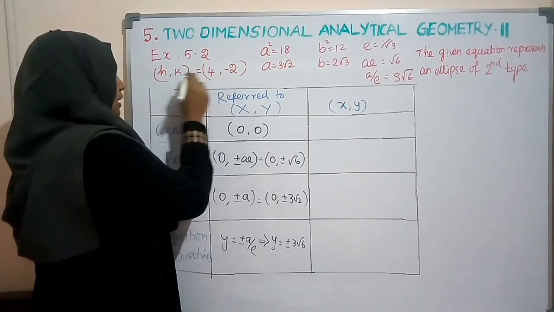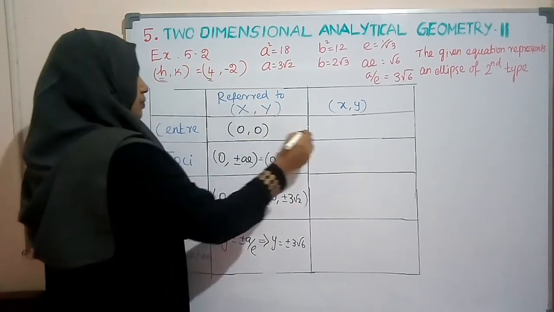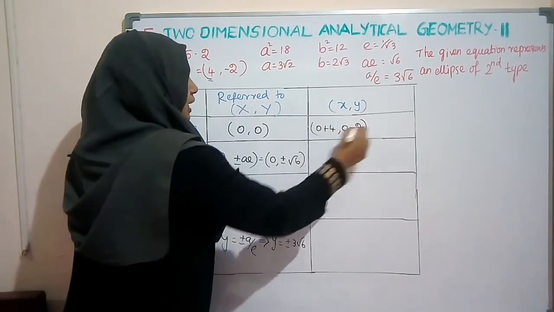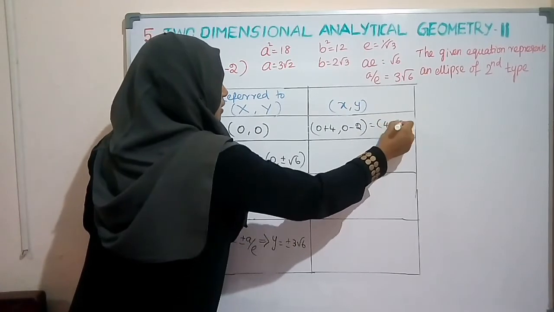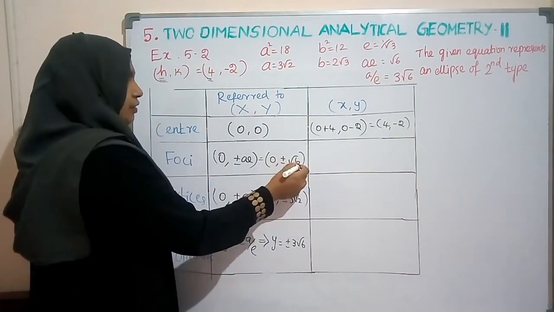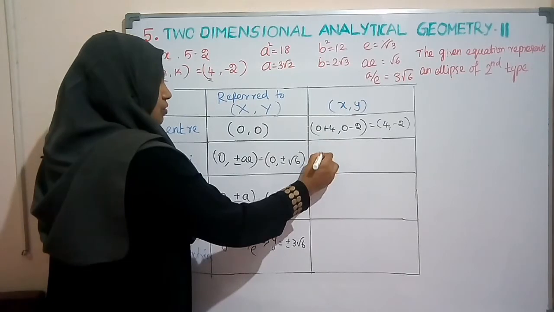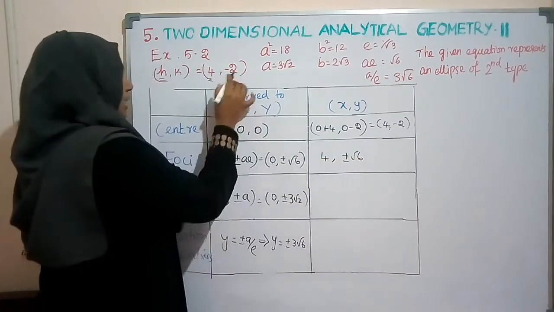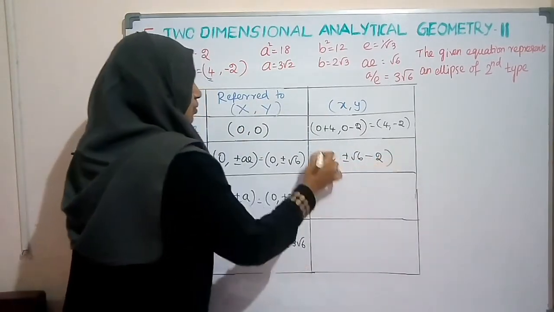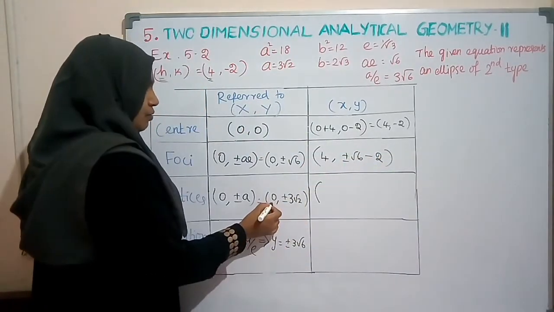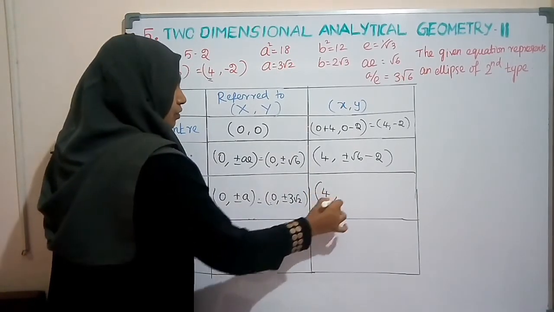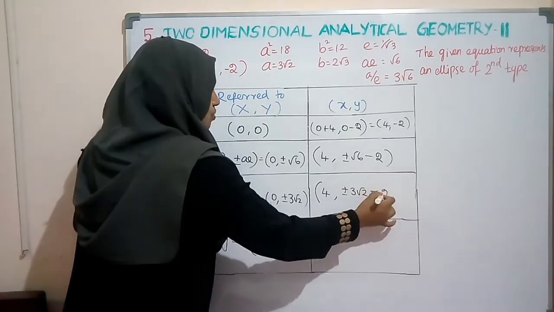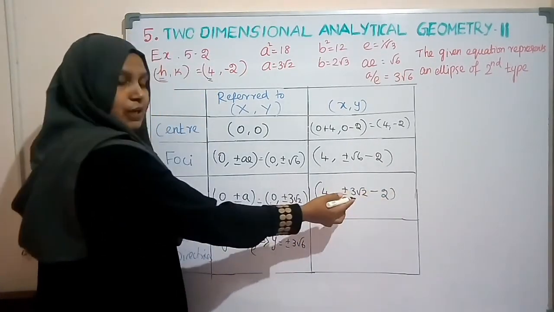So just add, the h value is 4. So I am writing 0 plus 4 and 0 minus 2. The answer is 4 comma minus 2 as the center. And here we have to add the same 4. So it is again plus 4 and plus or minus root 6 plus k, which is minus 2. Okay. And here also we are adding 4, the h value, with 0. We are getting 4 and plus or minus 3 root 2 minus 2. See, we are adding the k value as minus 2 here.